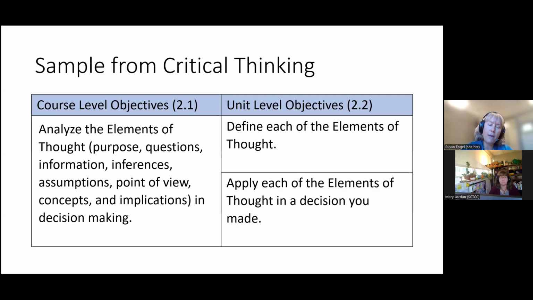So I had written down here, giving you a sample from my critical thinking class. My course level objective is to analyze the elements of thought in decision making. So it's a large course outcome. And then I parcel that down to define each of the elements of thought and then apply each of the elements of thought in a decision that you made as a student. So I want you to think about this.